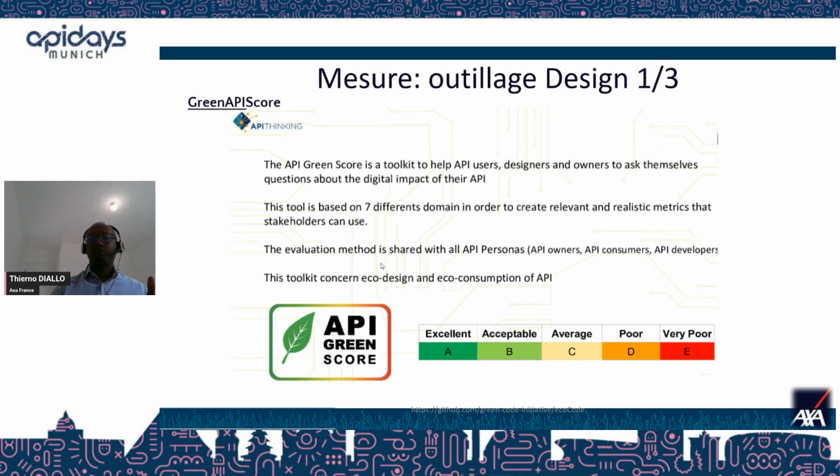For measurement tools, we are going to see three: design time, build time, and runtime. For design time, there is API Green Score, a tool designed and built by API Thinking, a French collective. It's a very interesting tool and quickly evolving, and you can have a look at it. At the end of the slides, you have the link to the GitHub repository. Don't hesitate. It's very interesting and helpful, and it measures the greenness of the design principles that you are using on your API.